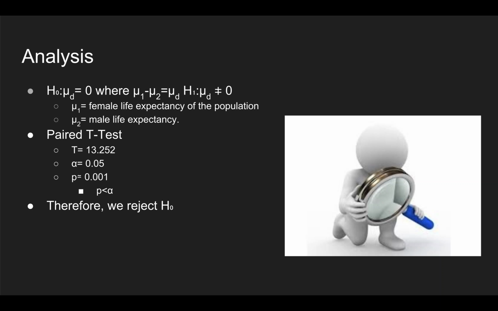From the paired t-test, t equals 13.252, the significance level is 0.05, and our p-value is approximately 0.001. The p-value is less than the significance level, therefore we reject the null hypothesis.